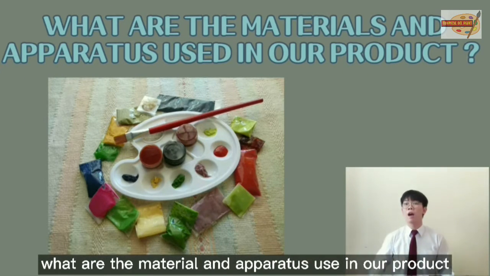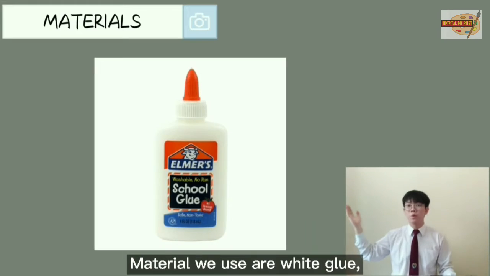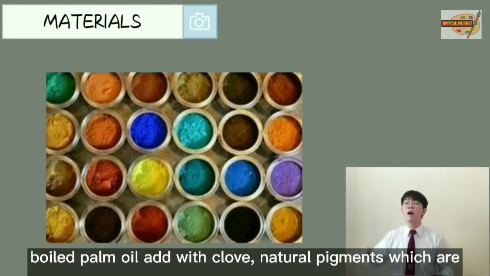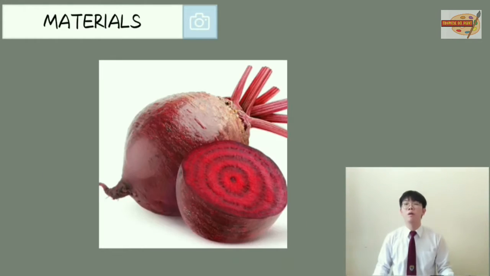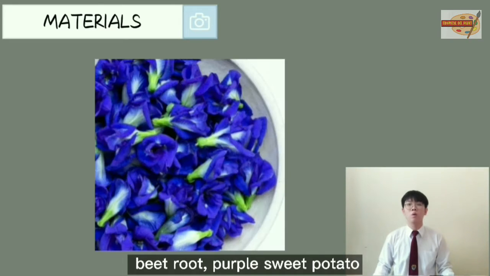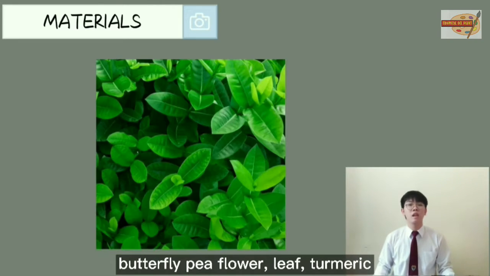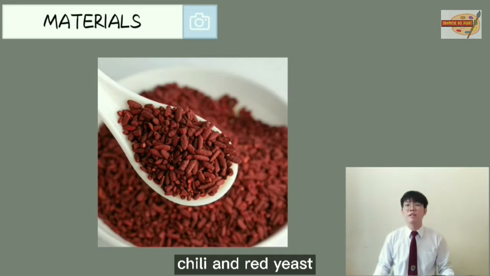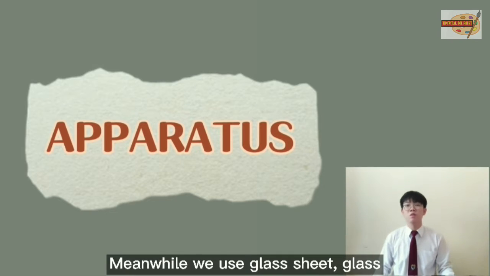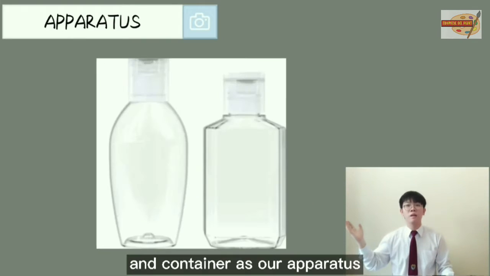Used in our product. Material we use are white glue, boiled palm oil, airy cloth, natural pigment which are charcoal, beetroot, purple sweet potato, butterfly pea, yellow flower, leaf, turmeric, chili, and red yeast. Meanwhile, we use glass sheet, glass, and container as our apparatus.